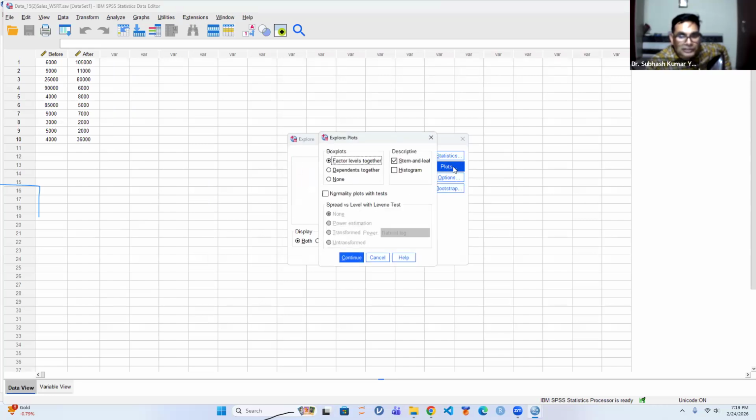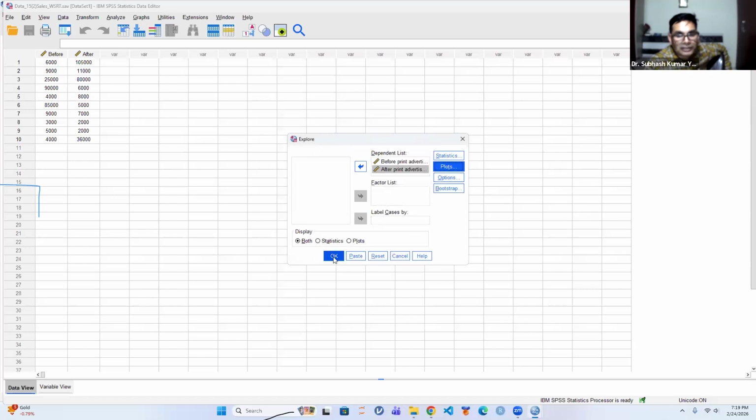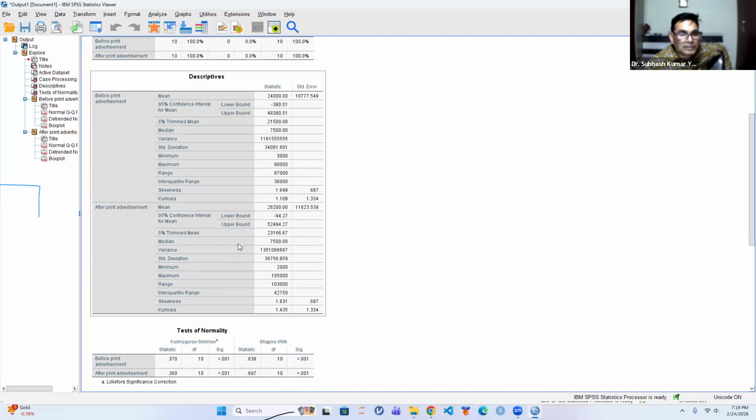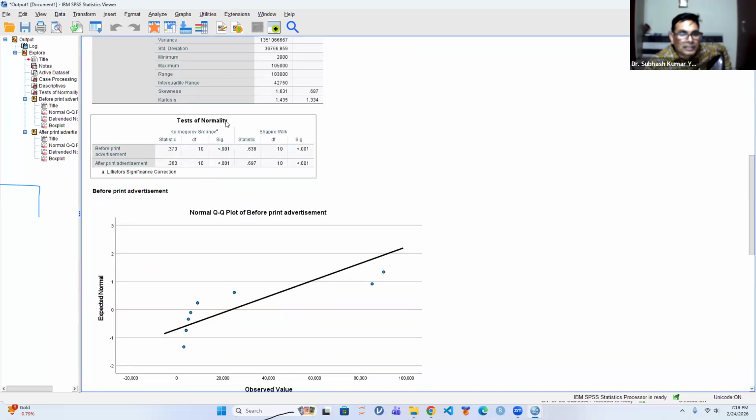Only go for the plots. There is no need to go for the statistics, so untick this one and tick this Normality plots with tests. Normality plots with tests, and just click on Continue, and here click on OK. Here this is the descriptive statistics, but this is the normality test. There are two tests to check the normality: one is the Kolmogorov-Smirnov test, and another one is the Shapiro-Wilk test.